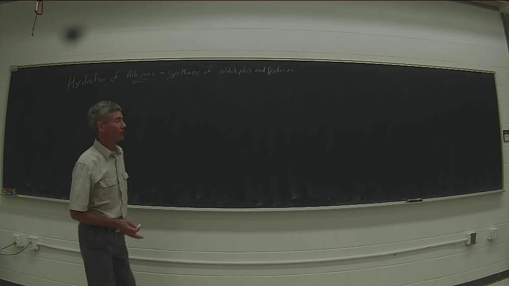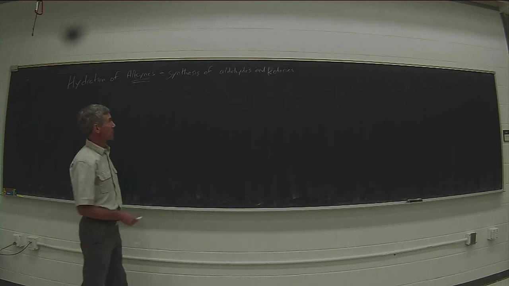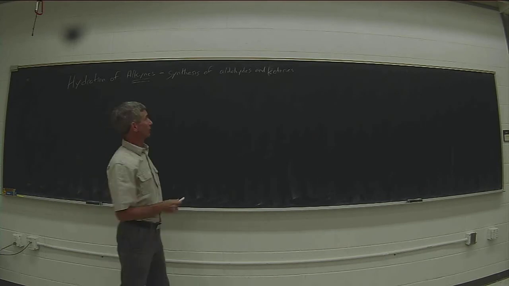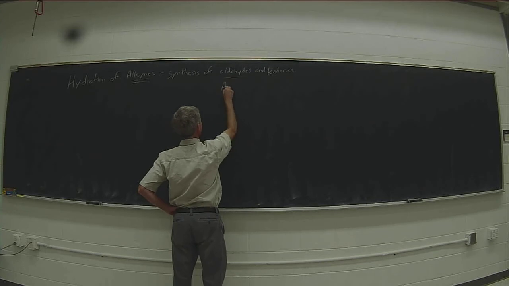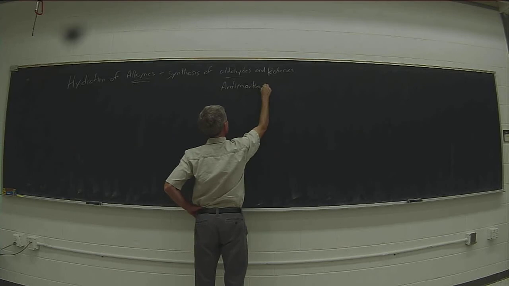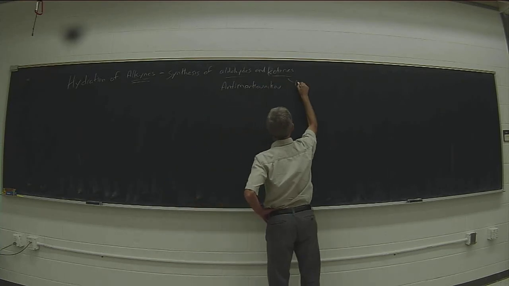Now I want to turn our attention to the hydration of alkynes, the carbon-carbon triple bond. The hydration of alkynes does not yield alcohols. It actually yields aldehydes and ketones. The aldehyde would be the product of the anti-Markovnikov addition, and the ketone would be the product of the Markovnikov addition.